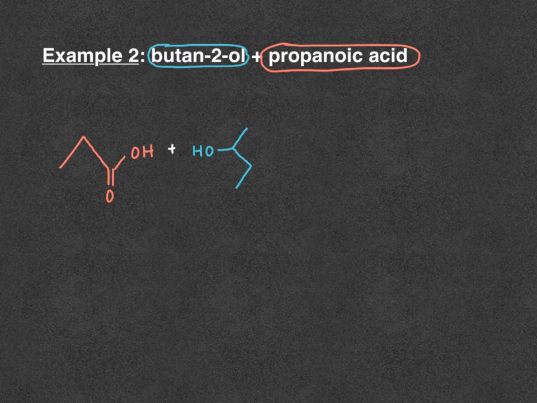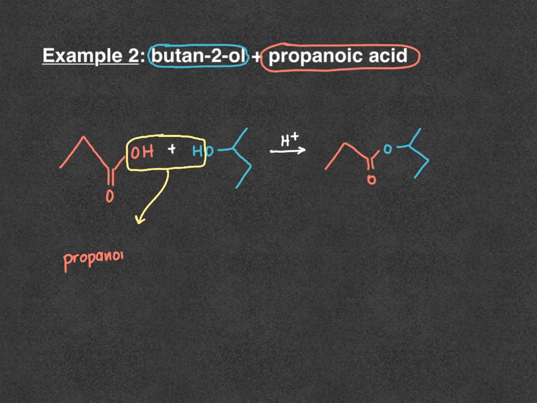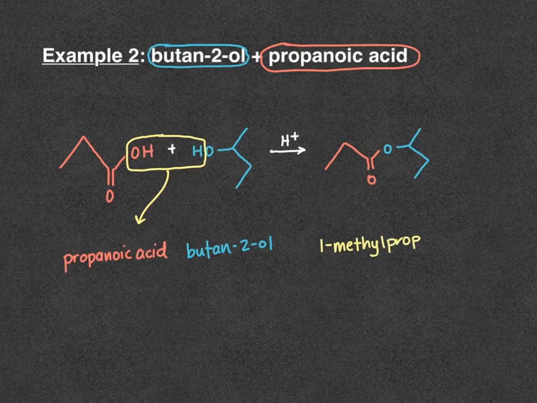As this is a condensation reaction, we're going to be removing water from between these 2 molecules. So this is going to be removed, and we're going to react this in the presence of an acid catalyst. So our product will be our 3-carbon component from the acid and our 4-carbon component from our alcohol. So our reactants were propanoic acid, butan-2-ol, and our product is 1-methylpropyl propanoate.